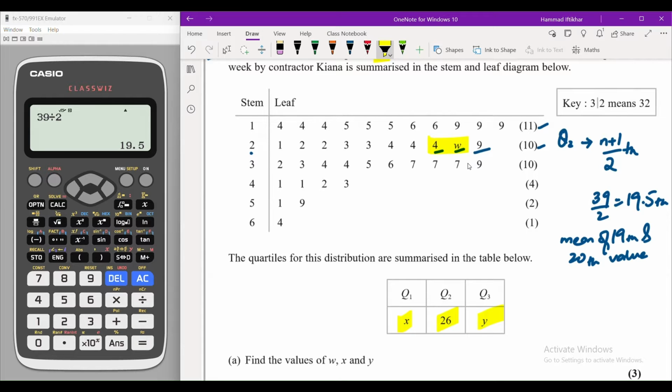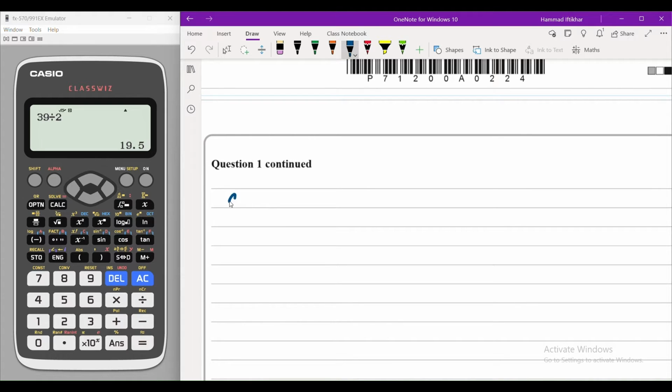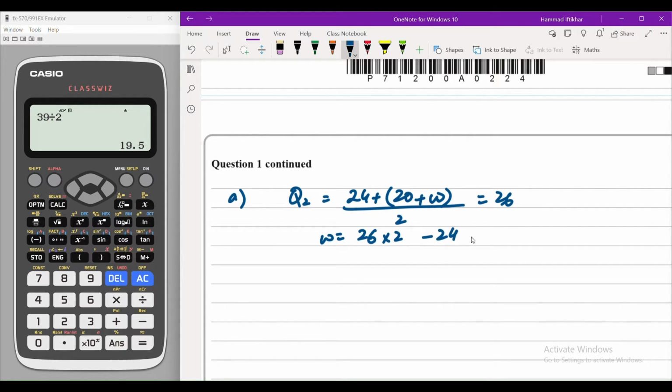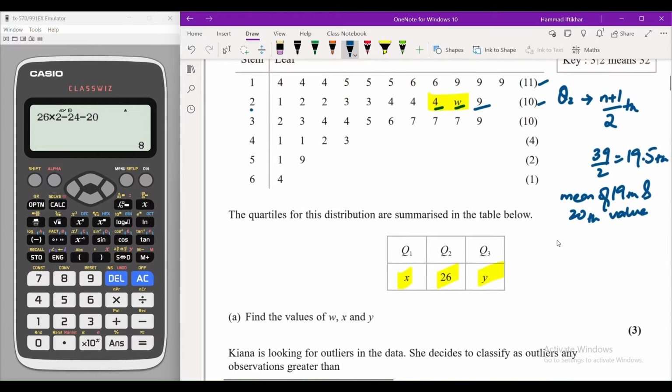That's the median. So Q2 is 24 plus 20 plus W, divided by 2, equals 26. So W is 26 times 2 minus 24 minus 20, that is 8. Now we need to find X and Y.